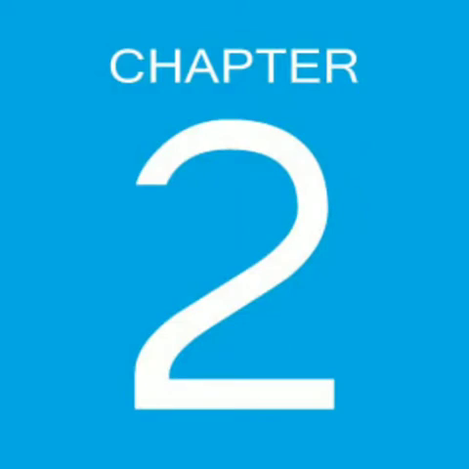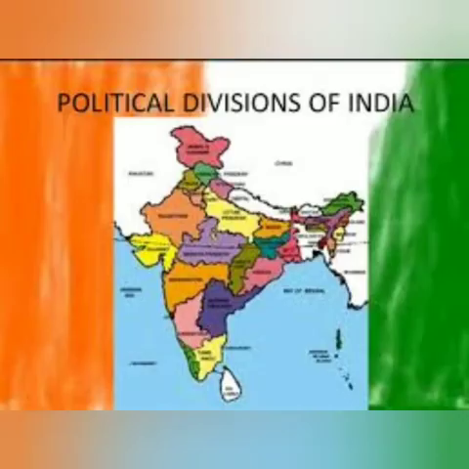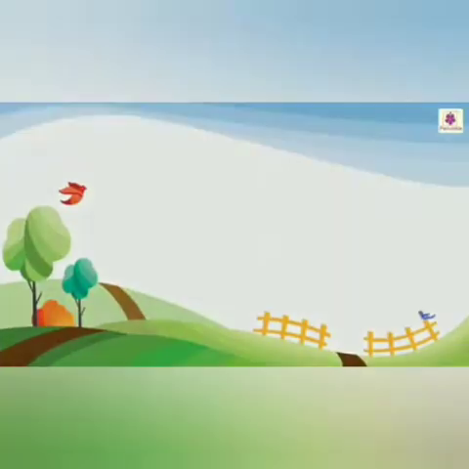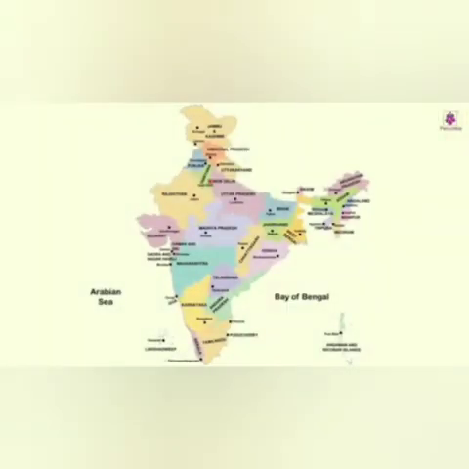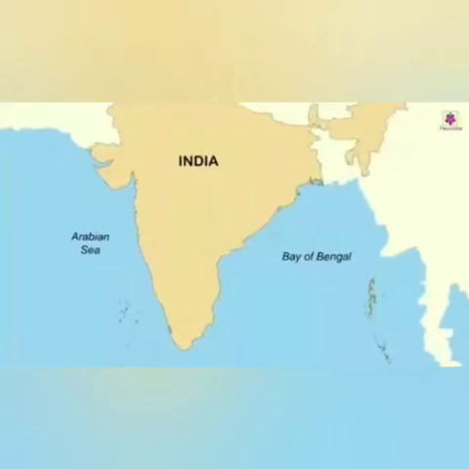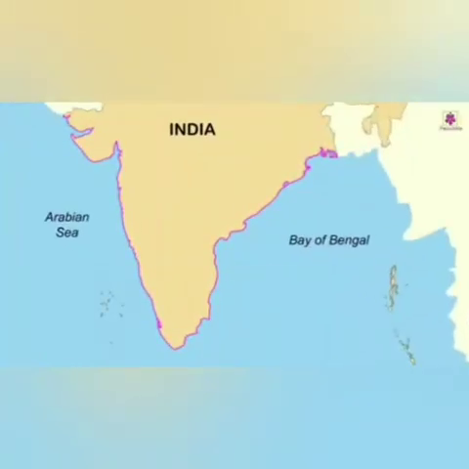Now, in second chapter, our next topic is political divisions of India. First, it is India and its neighboring countries. India is a huge country. It measures around 3,214 kilometers from north to south and nearly 2,933 kilometers from east to west. Its long coastline measures nearly 7,516 kilometers.